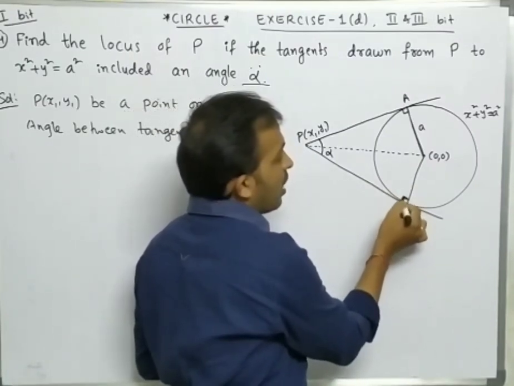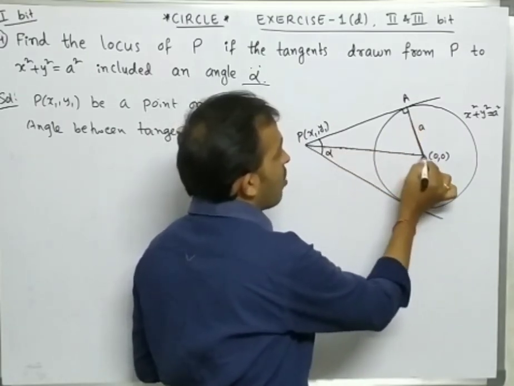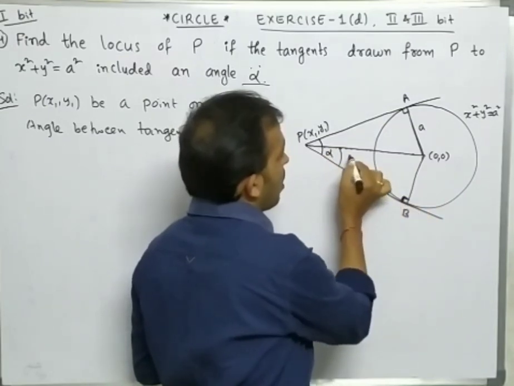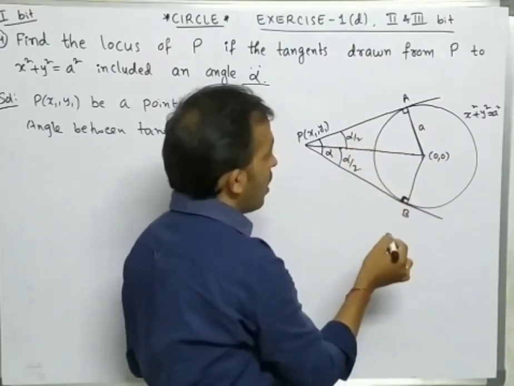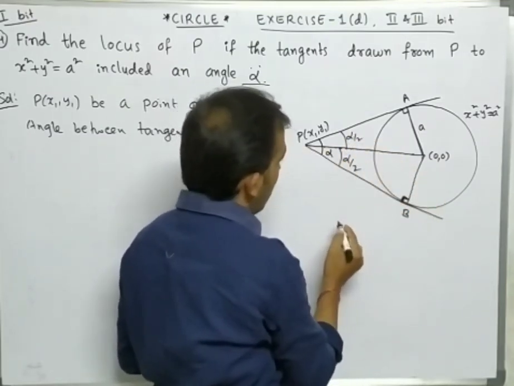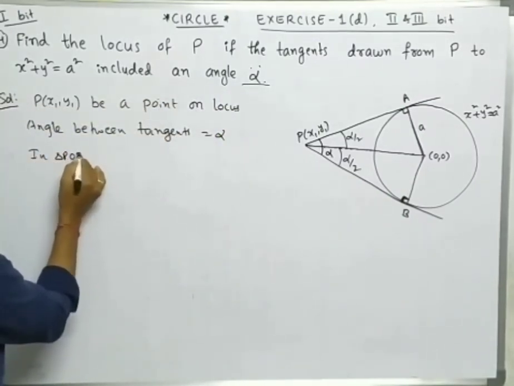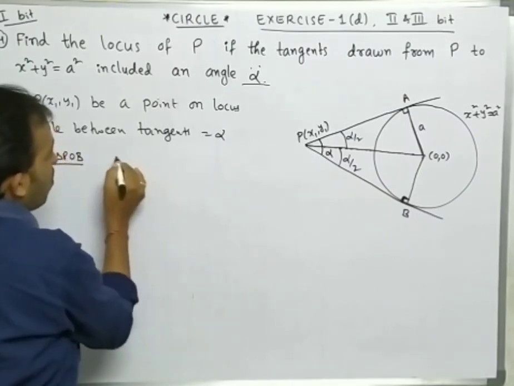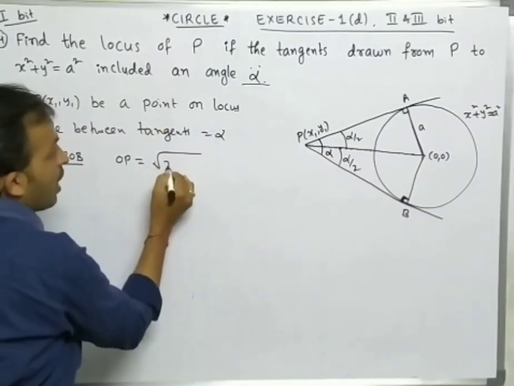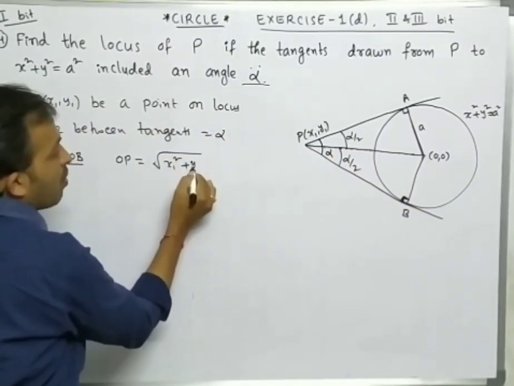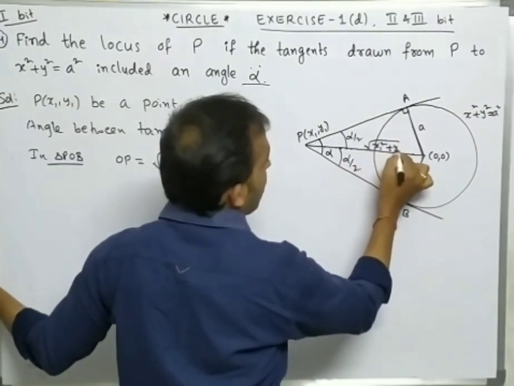Now this is 90 degrees, since the tangent is perpendicular to the radius. As this is a right angle triangle, this is alpha by 2, since OP is the angle bisector, so these two angles are alpha by 2. Next, the distance in triangle POB: OP is the distance between these two points, that is under root of (x1 minus 0) whole square plus y1 square, so the hypotenuse is under root of x1 square plus y1 square.